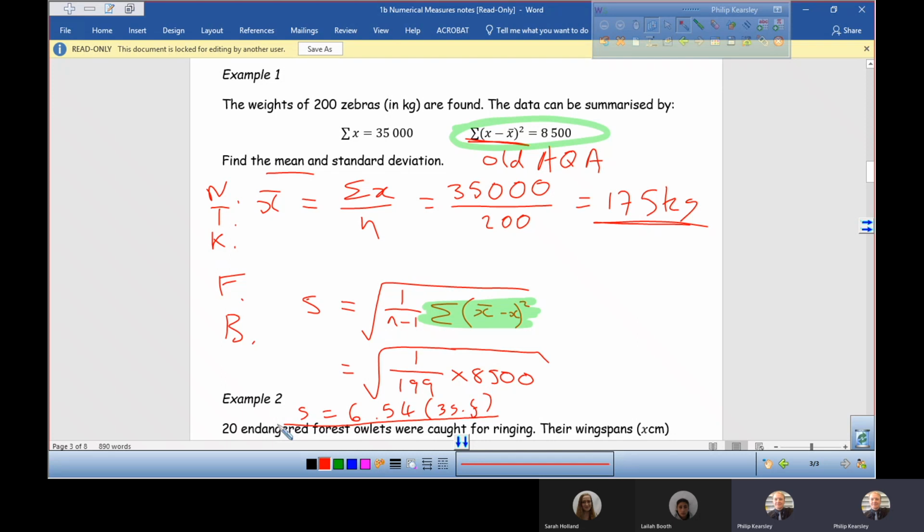It goes 535, which rounds up to 3 significant figures, 6.54. All right, does that make sense? So you could, if you wanted to, type in 1 over 200 minus 1, but it's easy enough for you guys to subtract 1 yourself. So 1 over 199 times by 8500, all underneath the square root, comes out to 6.54. All right, so that's an example of the old style. Let's have a look at the new style.